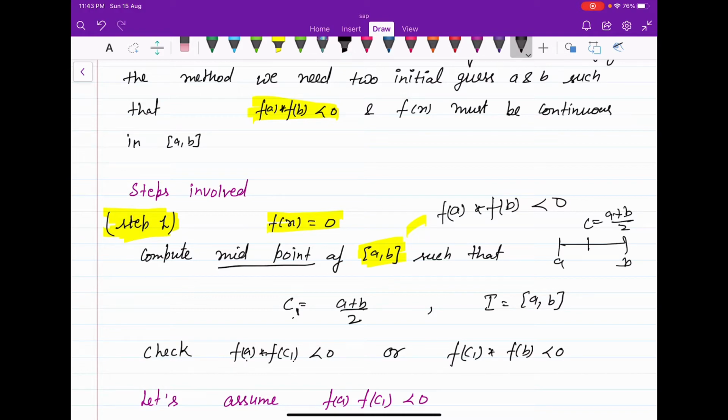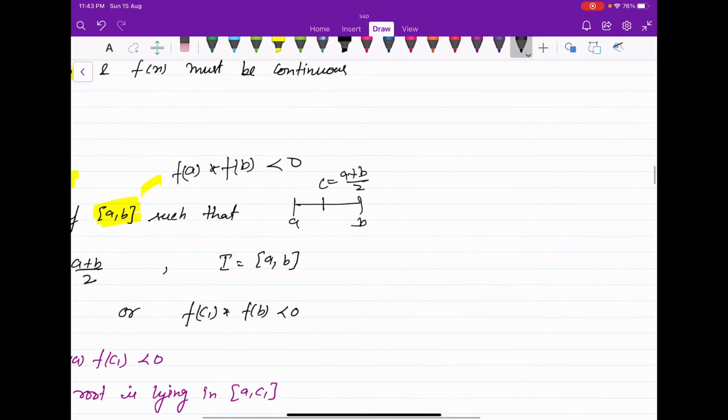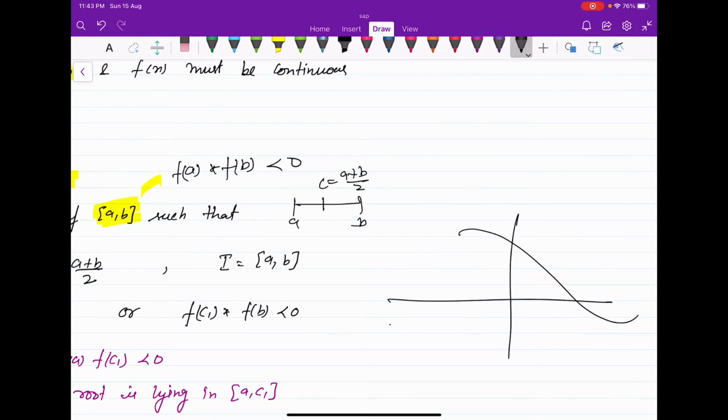So now we will check at what point the root is lying. Let us understand what that means. Suppose the graph of the function is something like this. A is this point, b is this point, and the function is crossing at this alpha. Suppose we compute c, that is the midpoint, (a plus b) upon 2. Now we have to check in which interval the root is lying: either inside the interval (a, c) or inside the interval (c, b).